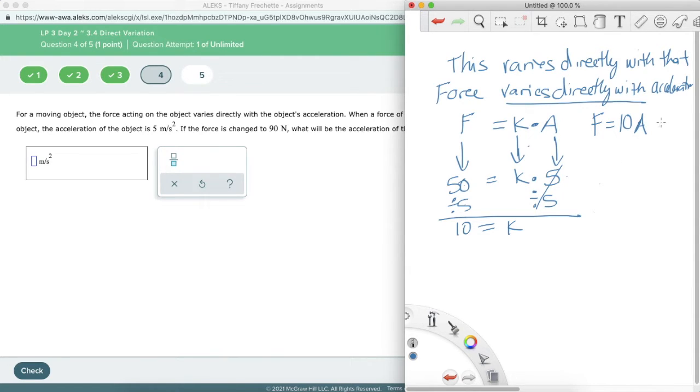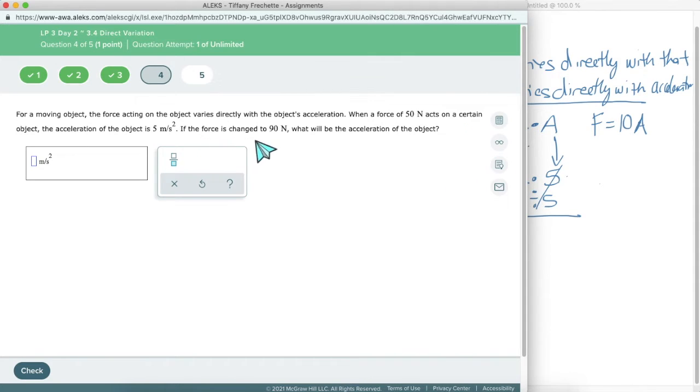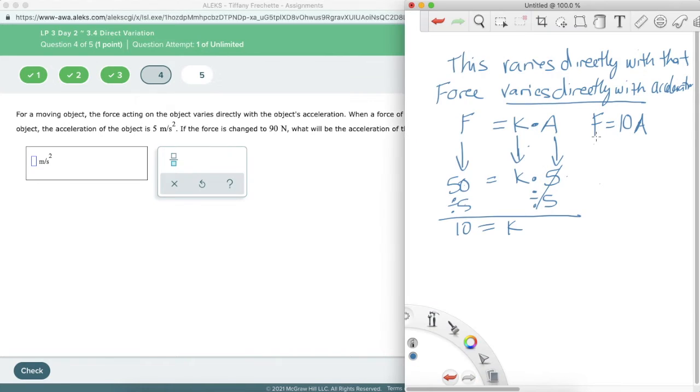So here's my equation. If they had asked me for an equation, this is what they would want us to type in, something along these lines. But what they want us to do is find the next piece here. If the force is changed to 90 newtons, what will the acceleration be? So now the force is changed to 90 newtons, and we want to know what is A. All right, well, I'm going to solve again for A. So I solved for k on this one. I'm just going to solve for A on this one.